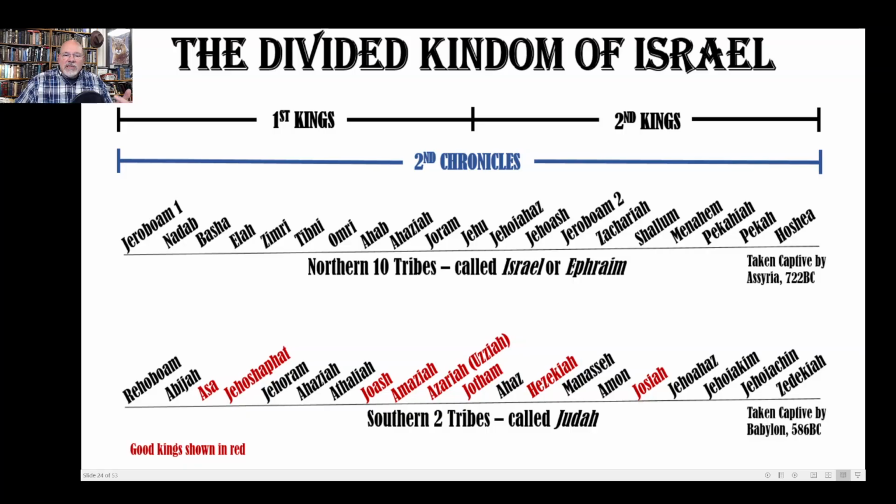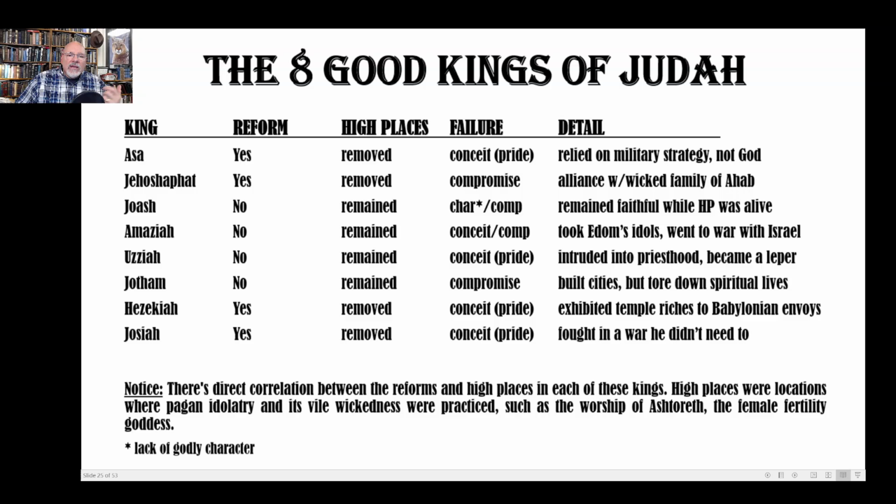So this is the layout. You can always take a screenshot of it or whatever. And then this screen provides kind of a high-level analysis. So we have the 8 good kings of Judah, okay? On the left is the king. They arrive in the sequence that they become king, Asa being the first one, and then Josiah being the last. Probably the best king out of all of these is Hezekiah, okay?